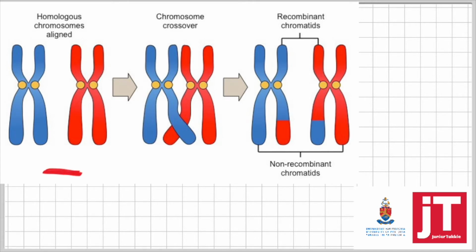They are the same size, same shape, same centromere position. They will also have the same genes and the same gene locus. And obviously one is paternal, one is maternal. These chromosomes touch at the chiasma, and then they exchange genetic material. This is crossing over, and this important process is what brings about different combinations of genes in gametes.